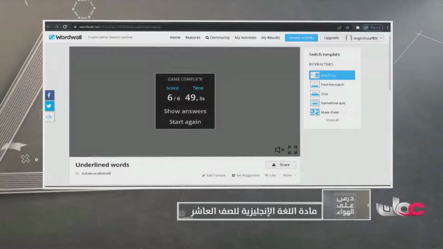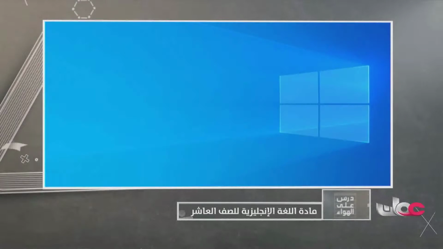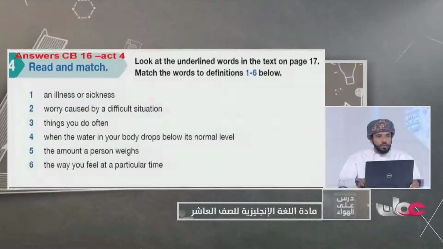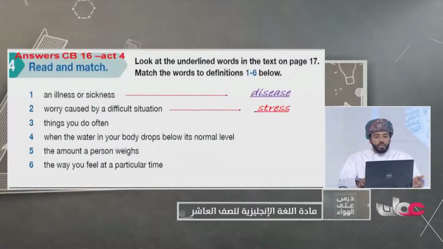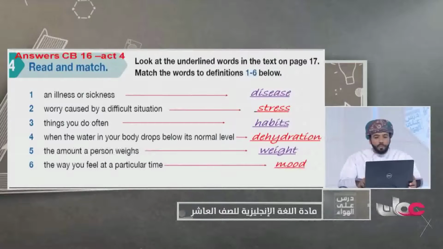Okay, now let's go back and complete or write the correct words. So let's do them together. An illness, as we say, this is disease. The worry caused by a difficult situation, this is stress. Things that we often do, these are the habits. And when the water drops below its normal level, this is dehydration. And the amount a person weighs, this is weight. And the way that you feel at a particular time, this is the mood.